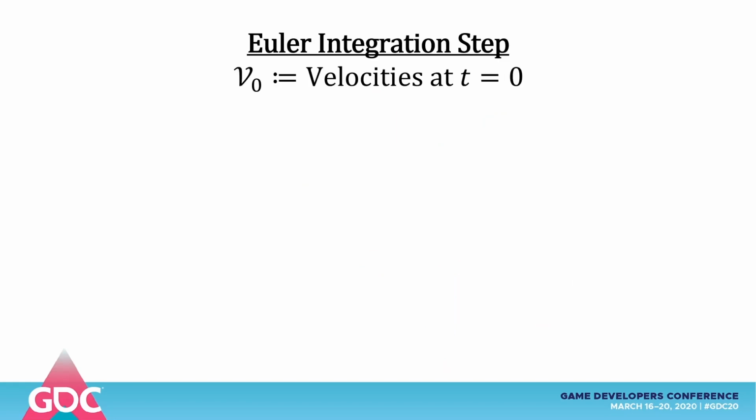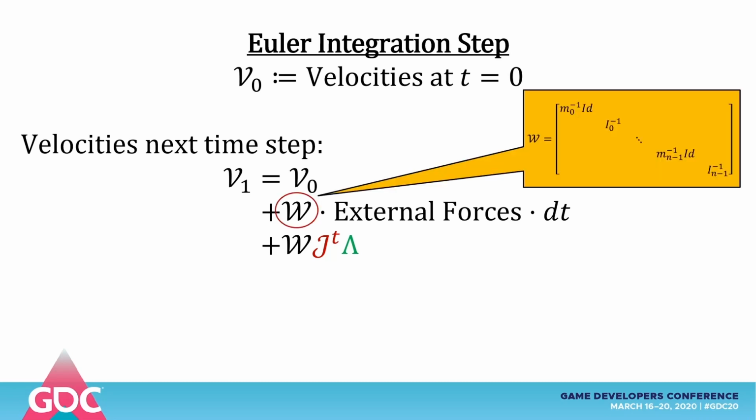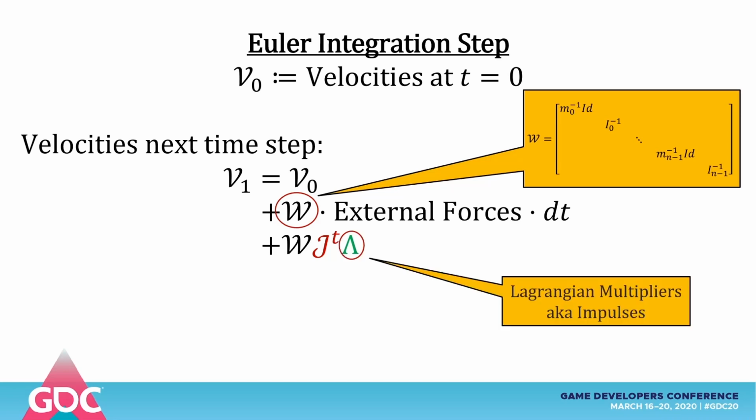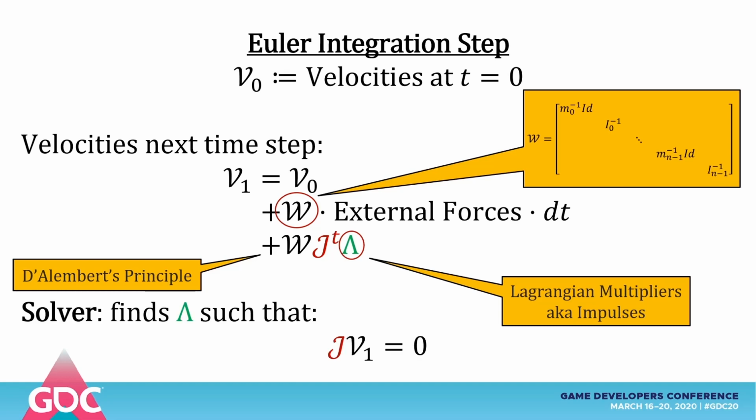We are now ready to describe the integration step. We have the velocities at time 0, and using the Euler integration step, the velocities at time dt are given by this equation. It involves the inverse mass matrix, which is a block diagonal matrix with inverse masses and inverse inertia matrices on the diagonal, and the Lagrangian multipliers, also called the constraint impulses. This last term comes from D'Alembert's principle. It adds the internal forces of the constraints, and these internal forces must be such that the resulting velocities produce no motion in the constraint space.